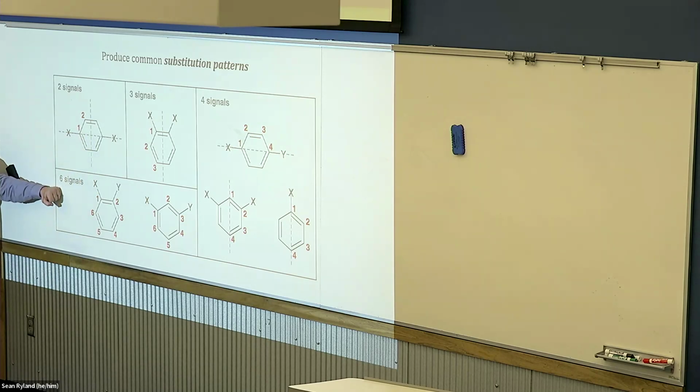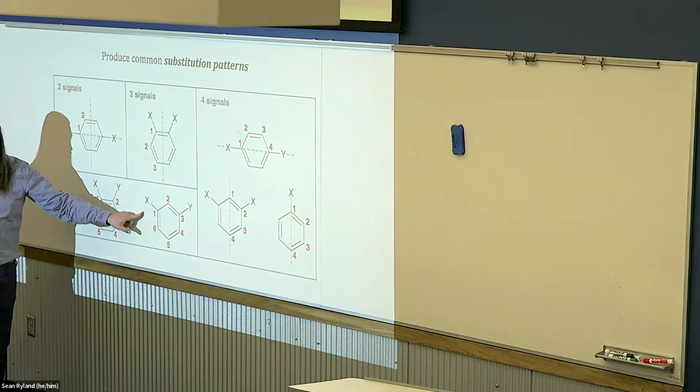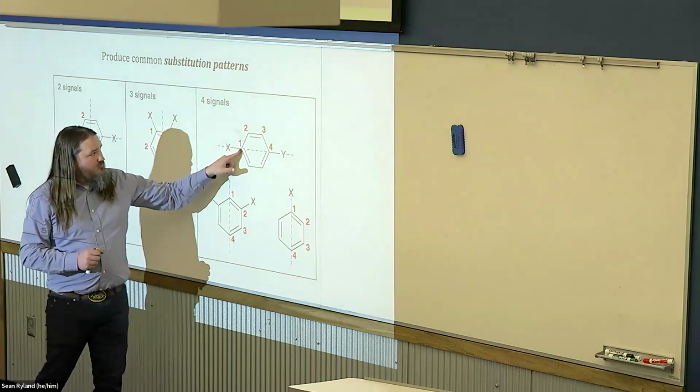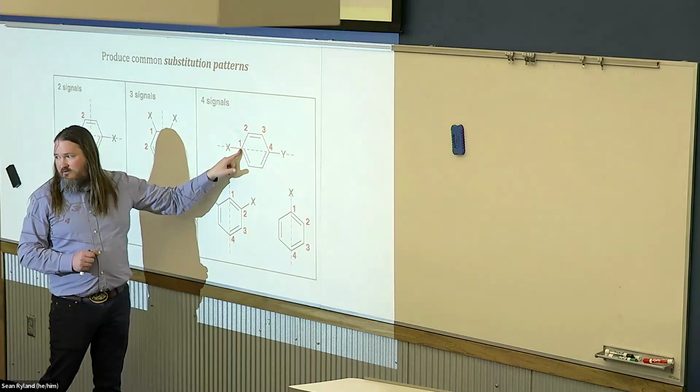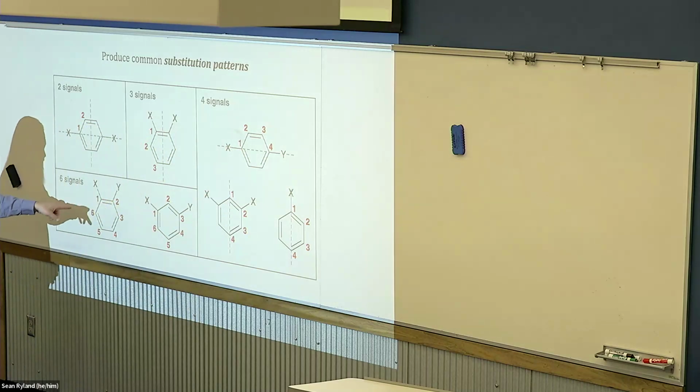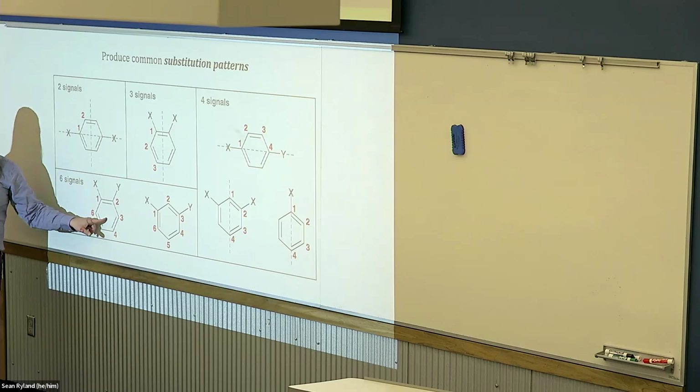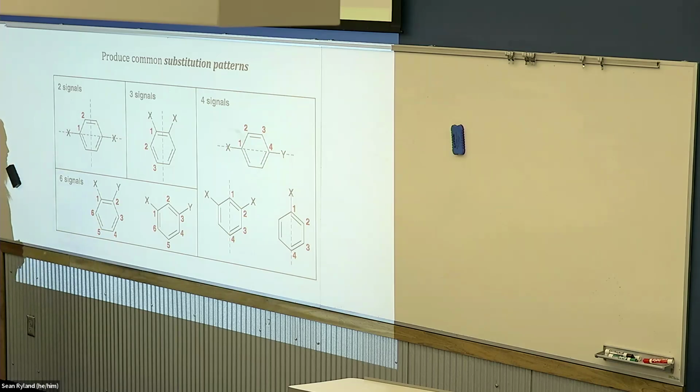If X and Y are different from each other, then if they're ortho, you get 6 signals, and if they're meta, you get 6 signals. And if they're para, you get 4 signals. Differentiating between these is going to rely a little bit more on looking at deshielding and the exact order of the signals. But just the sheer number of signals allows us to narrow it down a lot, right, if we have the carbon NMR.